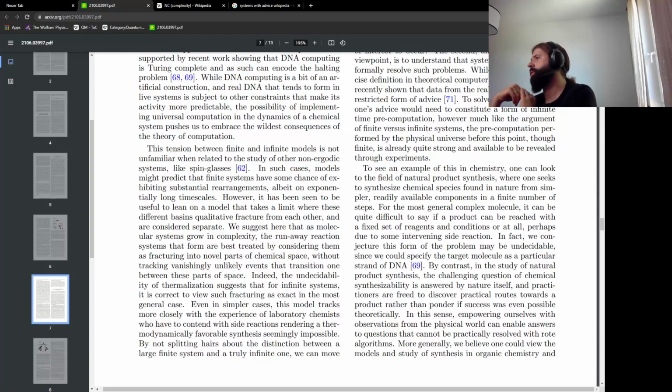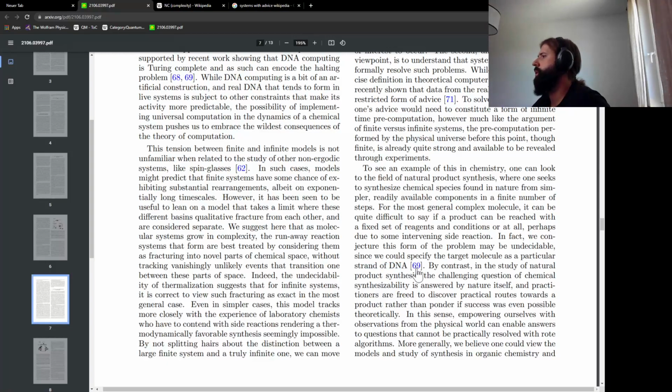It can be quite difficult to say if a product can be reached with a fixed set of reagents and conditions, or at all. Perhaps there's some intervening side reaction. In fact, we conjecture this form of problem may be undecidable, since we could specify the target molecule as a particular strand of DNA.